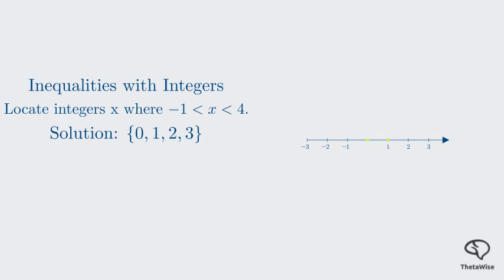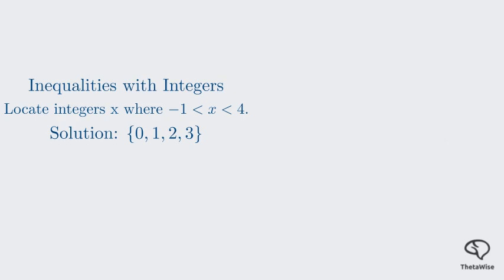On a number line, we represent integers with solid black dots. We place dots at 0, 1, 2, and 3. We do not connect them with a line because we are only including the specific integers, not the numbers in between them. This is the key difference between representing real numbers and integers.